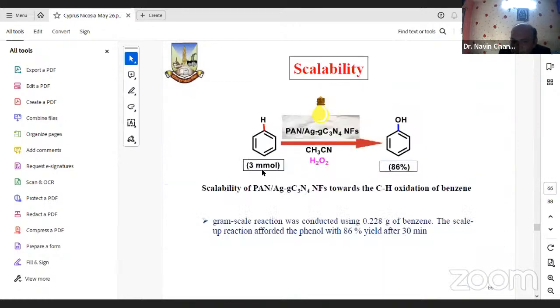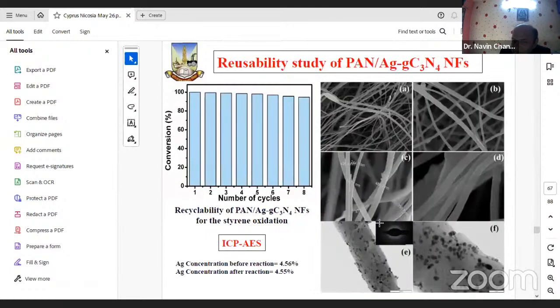This is the scalability, 3 millimole of the reaction being taken place. 86% conversion is being observed. Gram scale reaction was conducted using 0.228 gram of benzene. The scale-up reaction afforded the phenol with 86% in 30 minutes. This is the reusability study we have done, PAN AGG C3N4 nanoparticles.